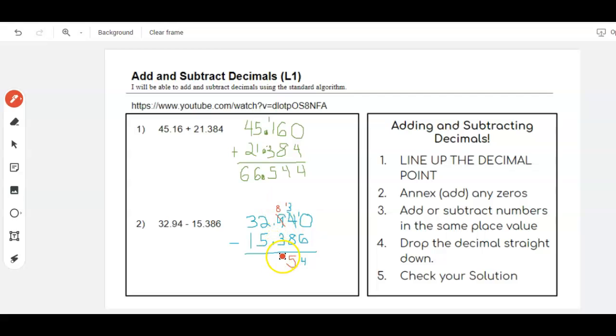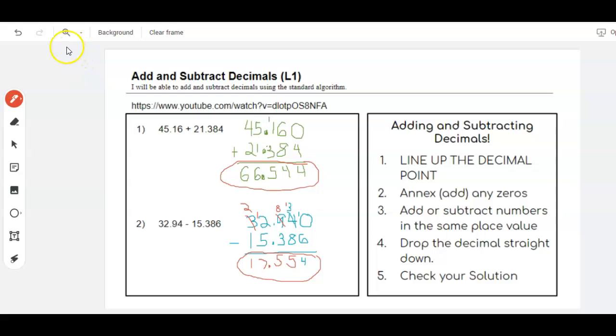8 minus 3 is also 5. 2 can't subtract, so I have to borrow. 12 minus 5 is 7. This became a 2. 2 minus 1 is 1. And then I bring my decimal straight down. I think about this, does it make sense? Like 30 and a 15. That's close to 15. So we're good. This would be my answer. Just like up here, this would be my answer.